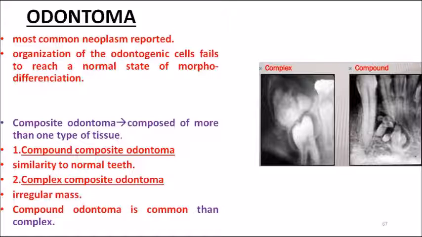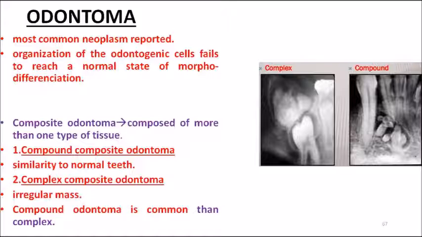So odontoma itself is of two types. As you all know, it is the complex type and the compound type. So the first one shows you the complex type, and radiographically it appears as an irregular mass. Whereas the compound variety is more tooth-like, similar to a normal tooth-like structure. So compound composite odontoma and complex composite odontoma, these are the two varieties of odontoma. The compound variety is similar to the tooth.